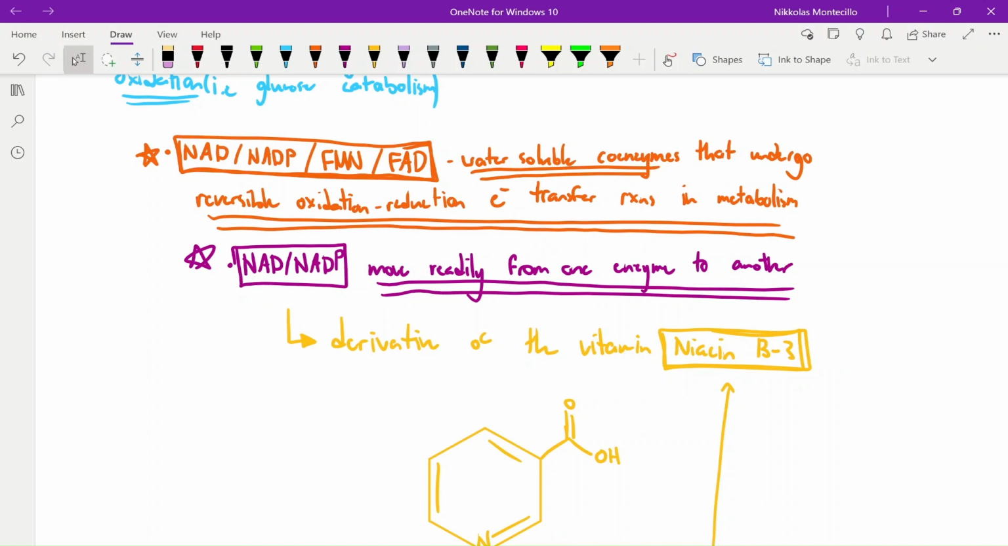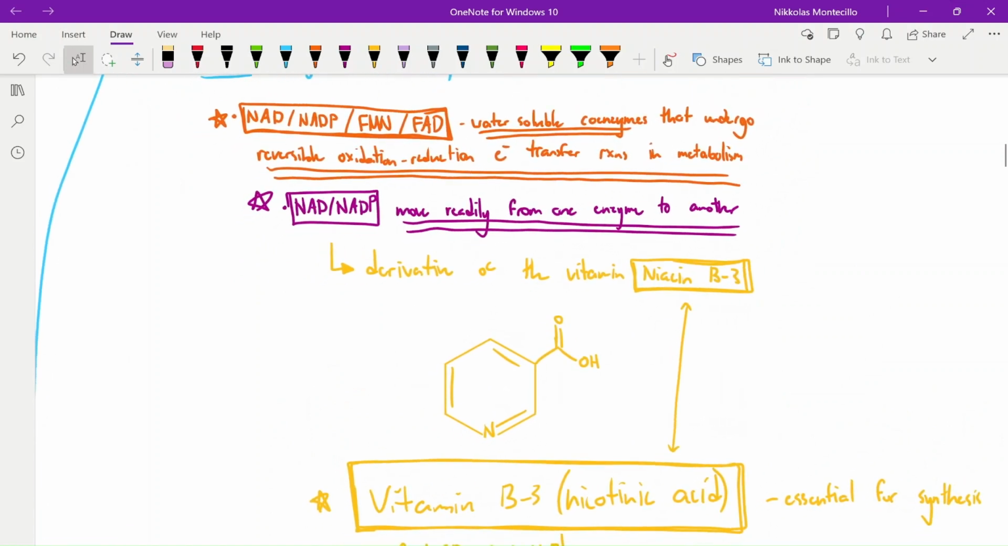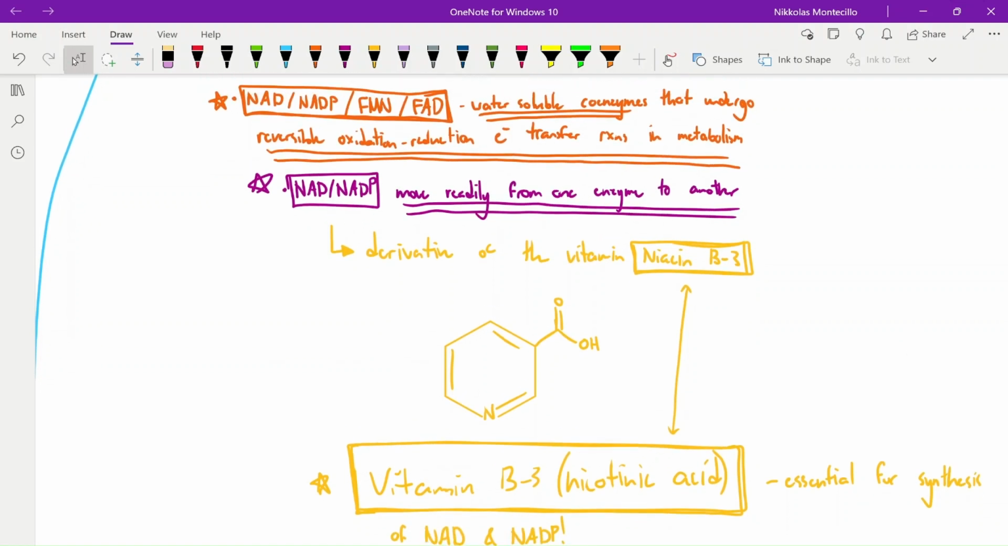A key thing here, in terms of nutrition, is that NAD or NADP is actually a derivative of the vitamin niacin, B3, right? So vitamin B3 or nicotinic acid is essential for synthesis of NAD and NADP, which is the reason why it's important to obtain niacin or vitamin B3 in your diet.